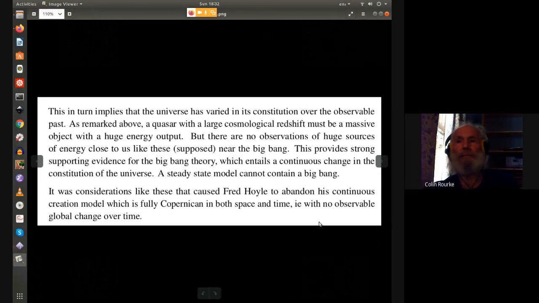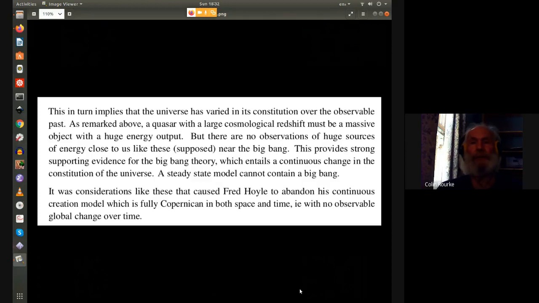So this in turn implies that the universe is varied. If quasars are these huge things with a huge cosmological redshift, massive objects with huge power outputs, there are no observations of these close to us, like these supposed near the Big Bang. So this provides strong supporting evidence for the Big Bang theory, which entails continuous change in the constitution of the universe. A steady state model cannot contain a Big Bang.